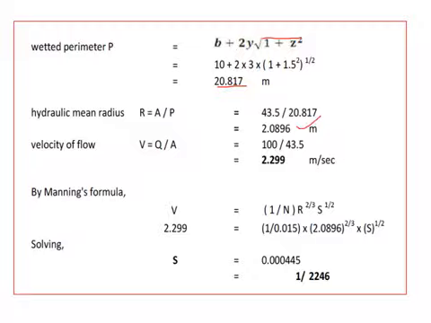Similarly, discharge is 100 meter cube per second and area is calculated as 43.5, so that gives the velocity. Using the equation, velocity is equal to 1 by n R to the power of 2 by 3 S to the power of half. Velocity is known, n is given as 0.015, and R is already calculated, 2.0896, to the power of 2 by 3, and S is unknown, so S can be calculated from this equation. So it comes to 0.000445. Taking the denominator, it is 1 is to 2246. Therefore the bed slope for this particular problem is 1 is to 2246.